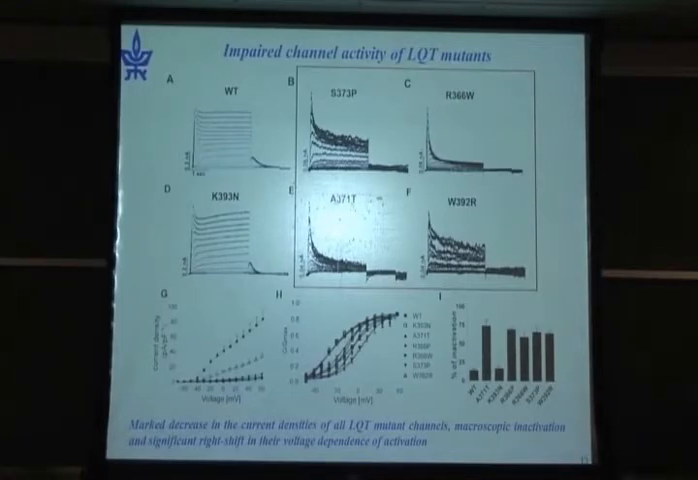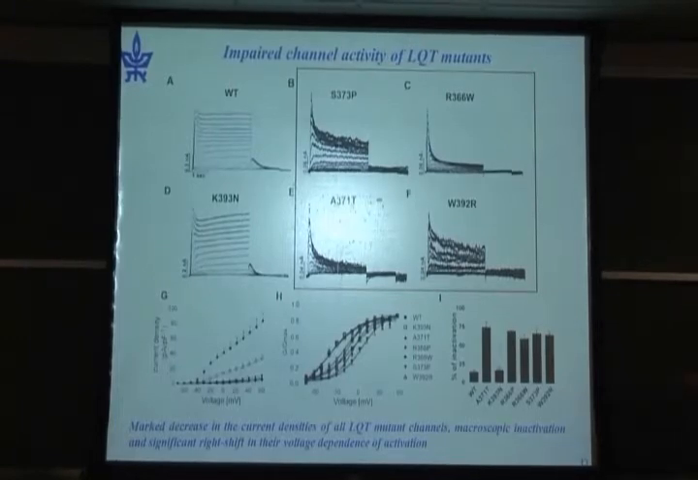These are the IV density curves compared to the wild type, and you can see that for all long QT mutations, we have much lower density of the current. We have a right shift in the activation curve, as you can see here. So all these mutants are right shifted compared to the wild type, and we have expression of macroscopic inactivation. So we have a gating defect also for this long QT mutation, located in this region of calmodulin binding.